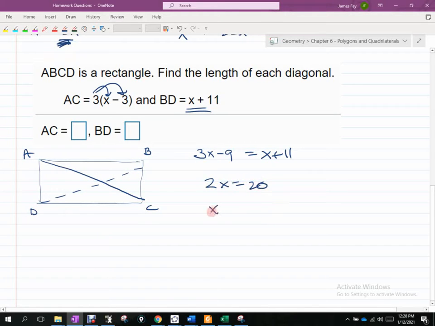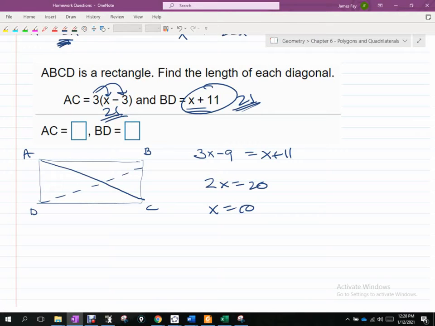So 2x would equal 20. In this case, x would be 10. If I plug those in, I'll get 21 there. And then 3 times 7 will be 21 there as well. Does that help? I was just going off the fact that we talked about what makes a rectangle unique or special is that the diagonals are congruent to one another.